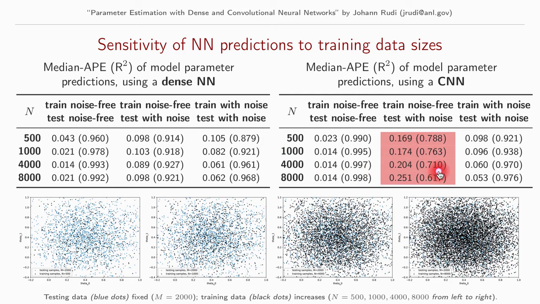We noticed that the convolutional neural network has trouble if it is trained noise-free, but the testing data has noise added to it. This is outlined by the red cells. The dense neural network seems to be more robust with respect to these training, testing, noise or noise-free discrepancies.